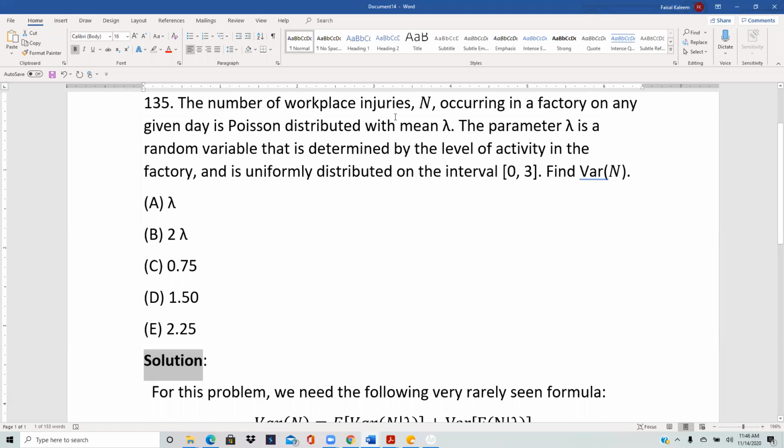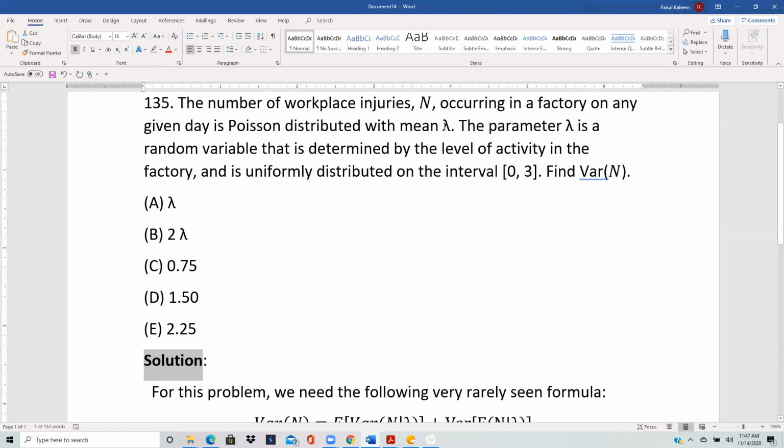The number of workplace injuries N occurring in a factory on any given day is Poisson with mean lambda. The parameter lambda is a random variable that is determined by the level of activity in the factory and is uniformly distributed on 0, 3. Find the variance of N.